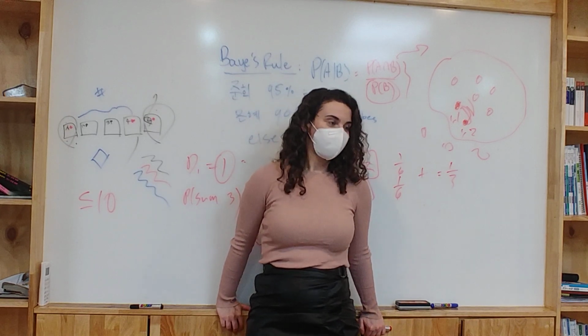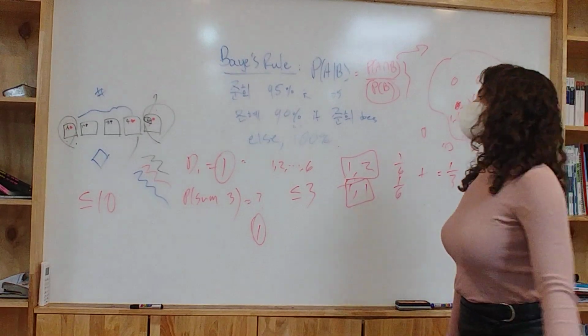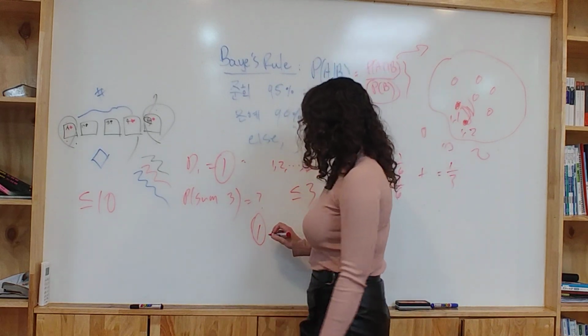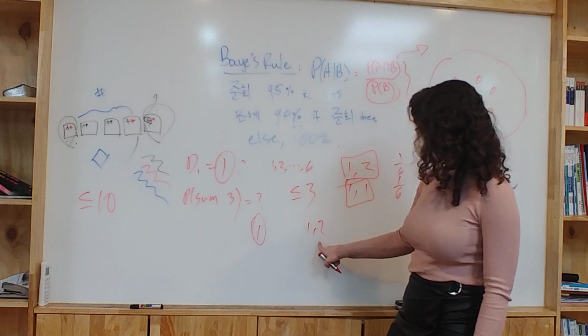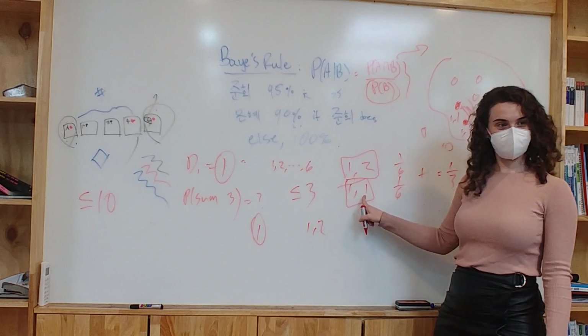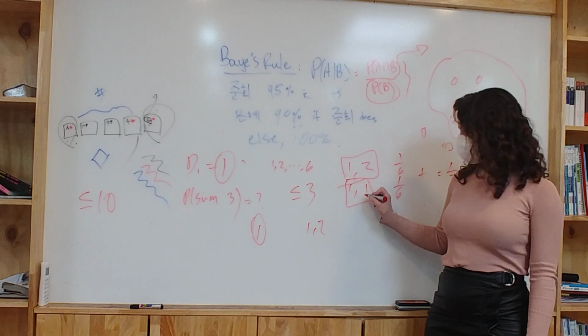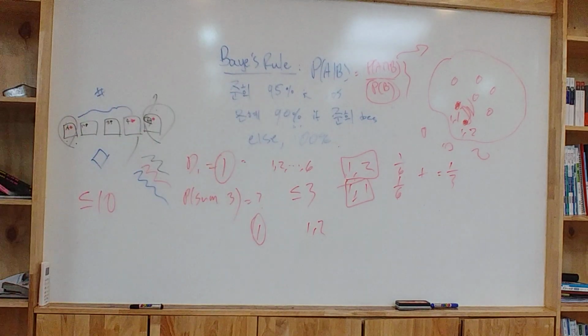What are your two options? You can have what you had before, so less than or equal to 3. You can have 1 or 2, or you can have 1 and 1. And what's the chance of this? 11 or 12. I think that's right. Yeah.